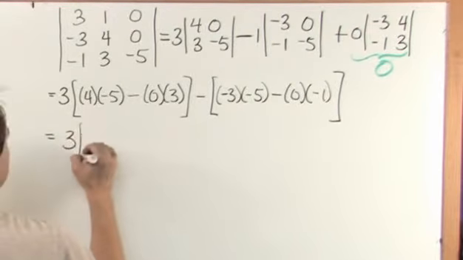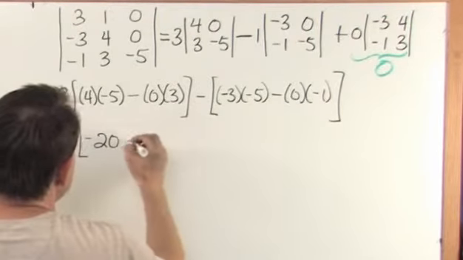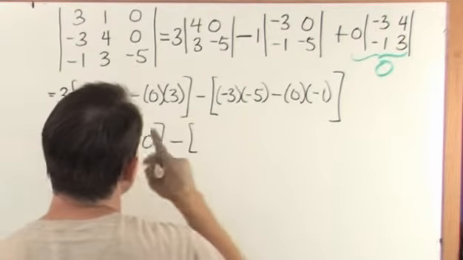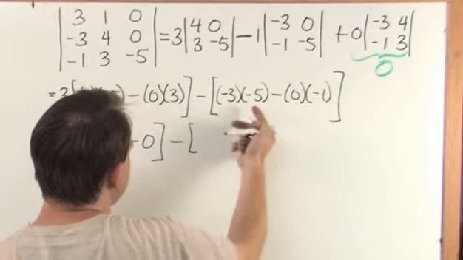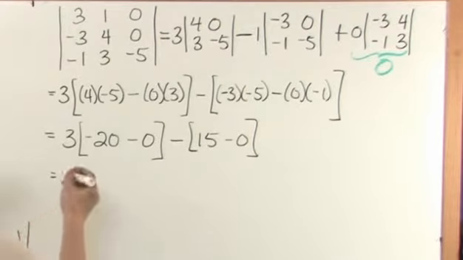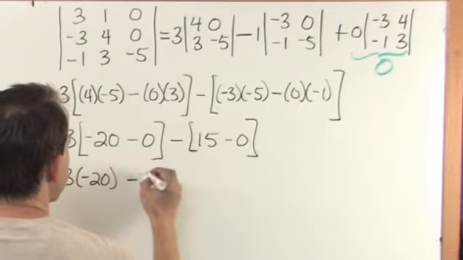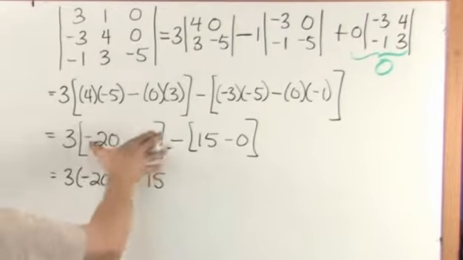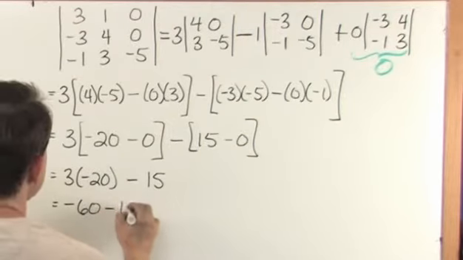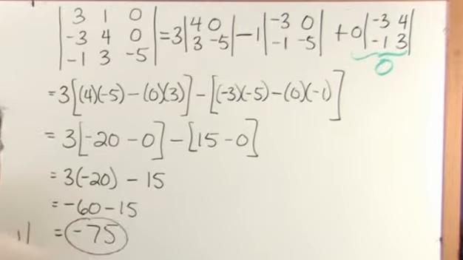So I'm going to have 3, and on the inside, 4 times 5 is 20, so negative 20, minus 0, so I can put a 0 here. Really, I don't need to. And then over here, I'm going to have 3 times 5 is 15, negative times negative is positive 15, and again I'm going to have minus 0. So really what I'm going to have here is 3 times negative 20 minus 15, okay? Because this is a term and this is a term. 3 times negative 20 is negative 60 minus 15, right? And negative 60 minus 15 is negative 75, and that is the determinant of this matrix.